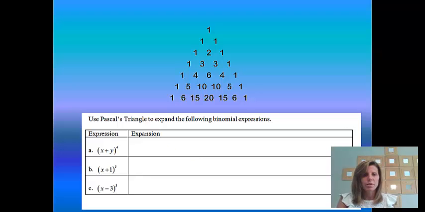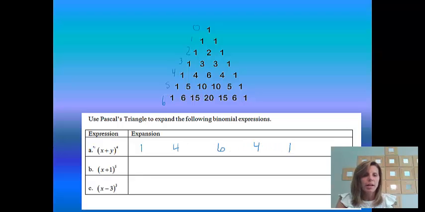All right, so we actually are going to try to use Pascal's triangle here to expand the following binomial expressions. Notice we have x plus y to the fourth power, and I'm going to go ahead and label my rows here. Okay, so if it's to the fourth power, we're going to be in row 4. So the first thing that I'm going to do, I know that my coefficients are going to look just like that. So I'm going to have 1, 4, 6, 4, 1.